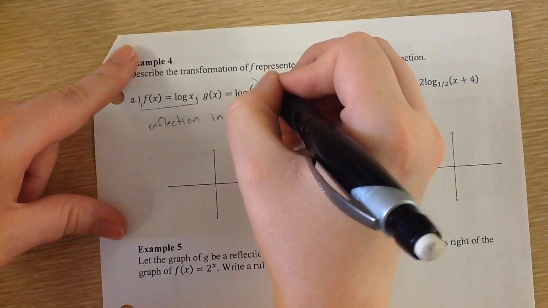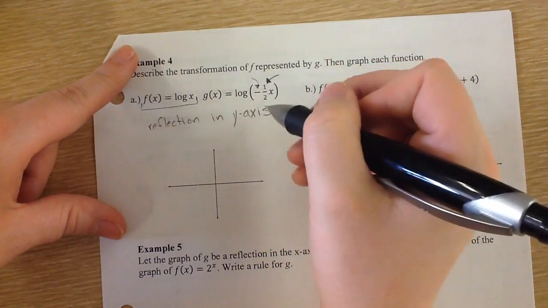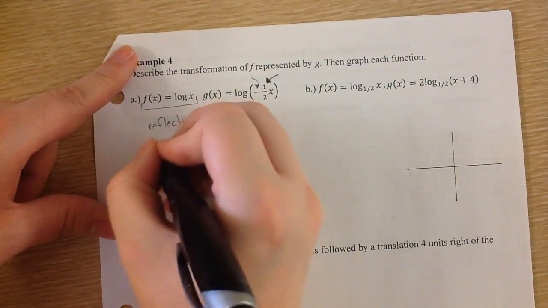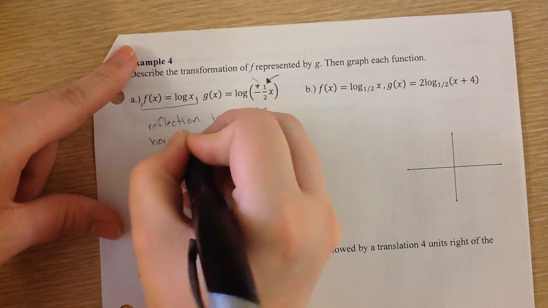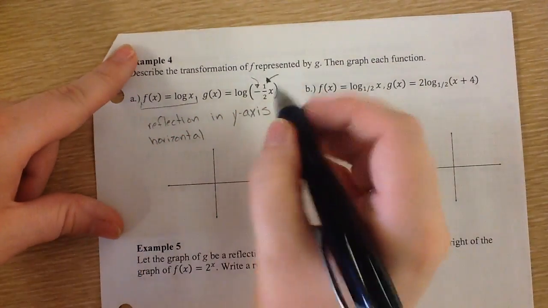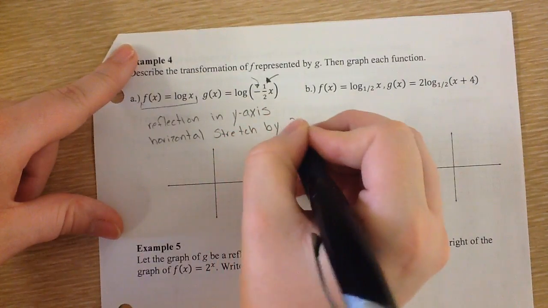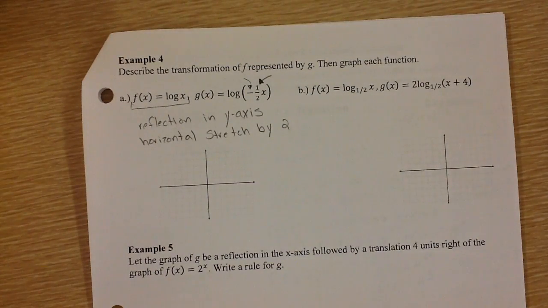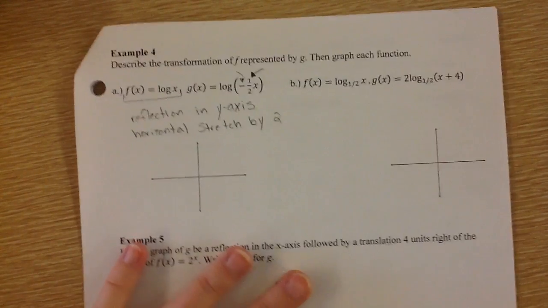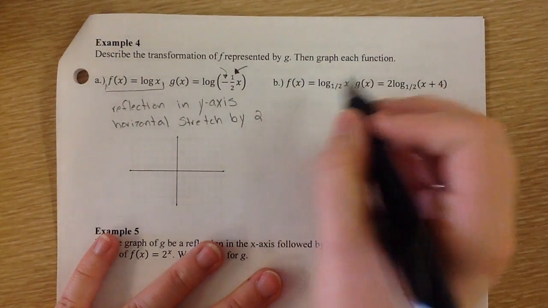And I've got a 1/2 inside, multiplying by a 1/2 inside. So that's going to be a horizontal stretch or shrink. Since horizontal works backwards, that's actually going to be a horizontal stretch by 2, the reciprocal of 1/2. Okay. Okay, now part B.